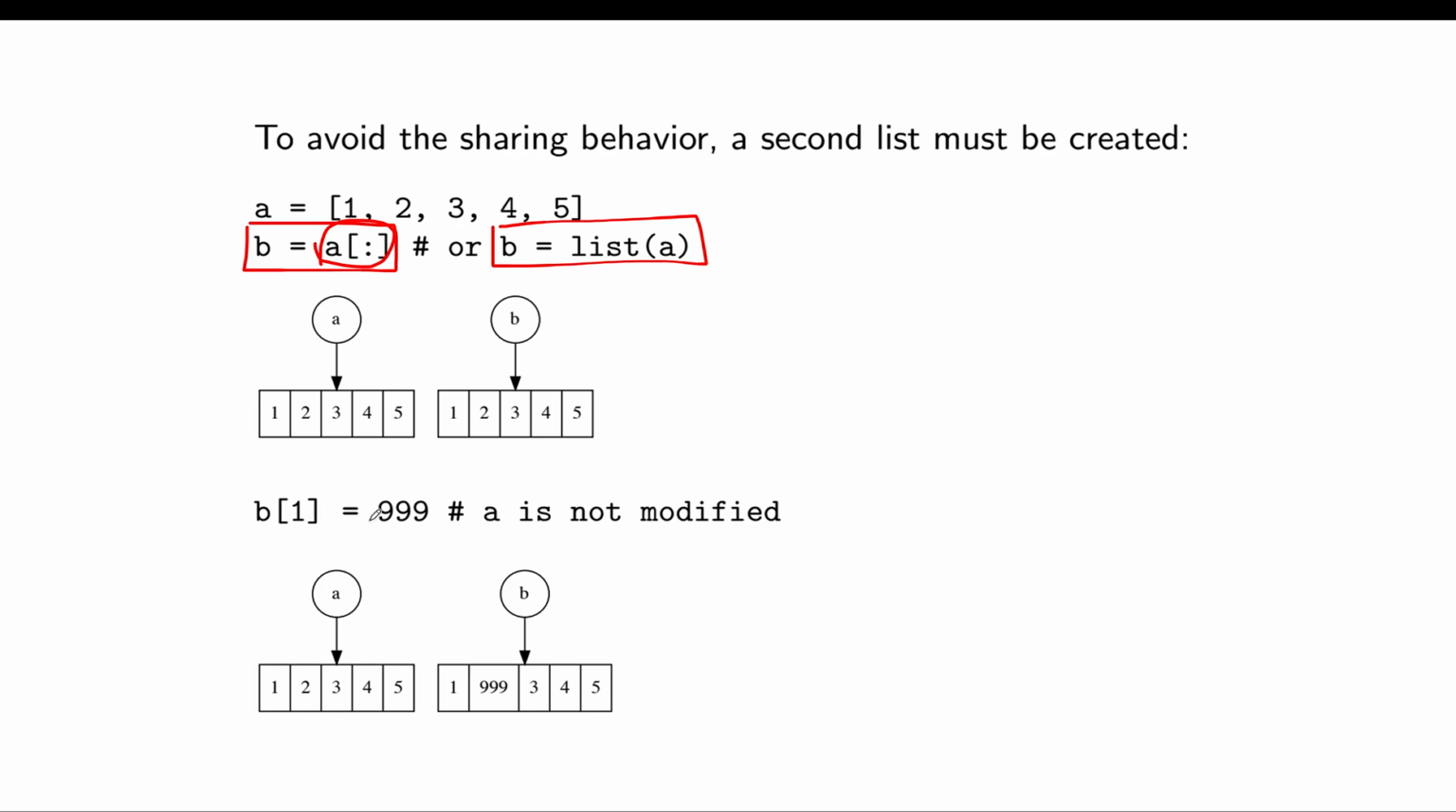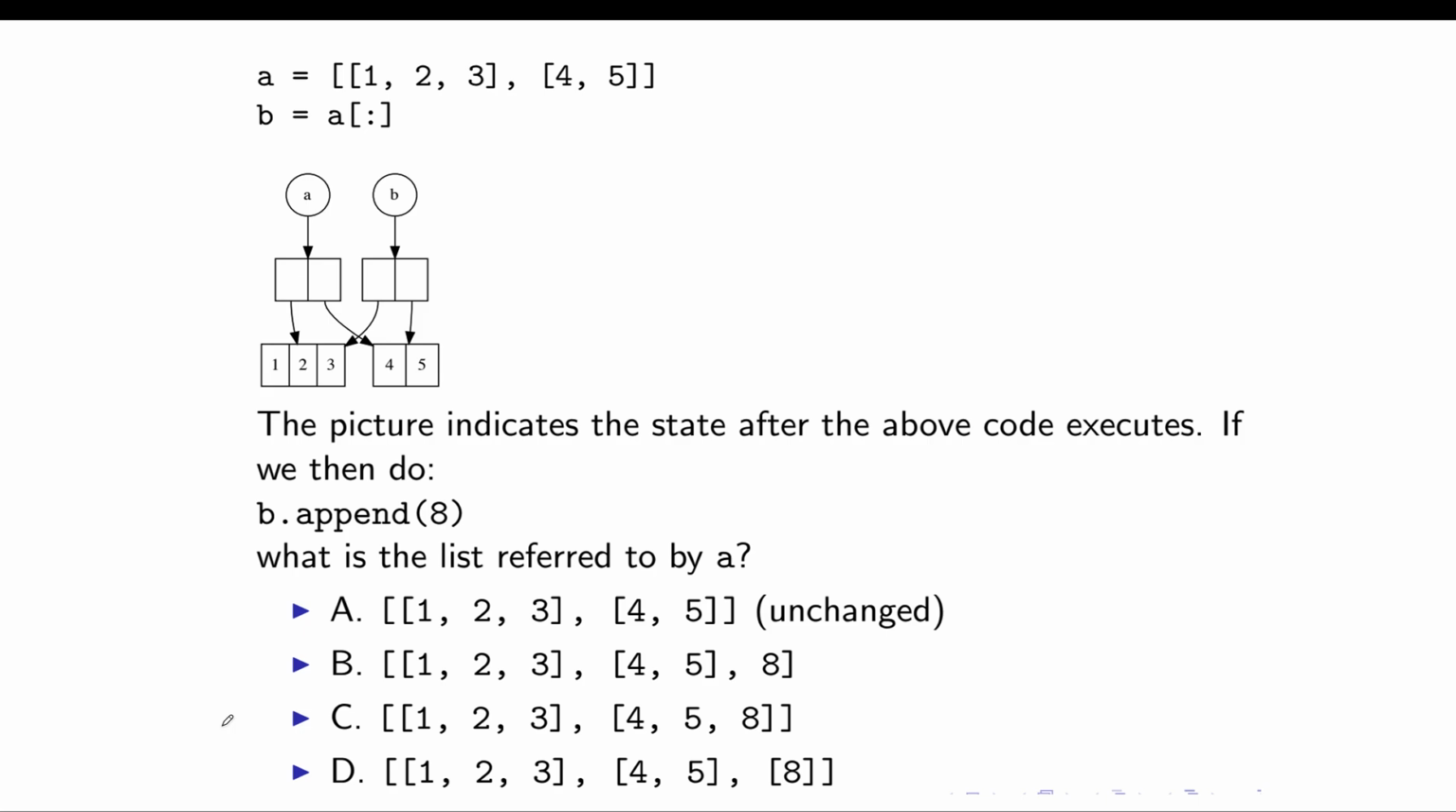Now if I change B[1] to 999, I don't change it for A anymore. Okay, so A is not modified. A is still 2. And this one has been modified to 999. So just the difference between them. B equals A is a reference. And if we want to copy the entire list, we have to use these brackets right here. Okay, let's look at this picture, pause the video, and see if you can solve it.